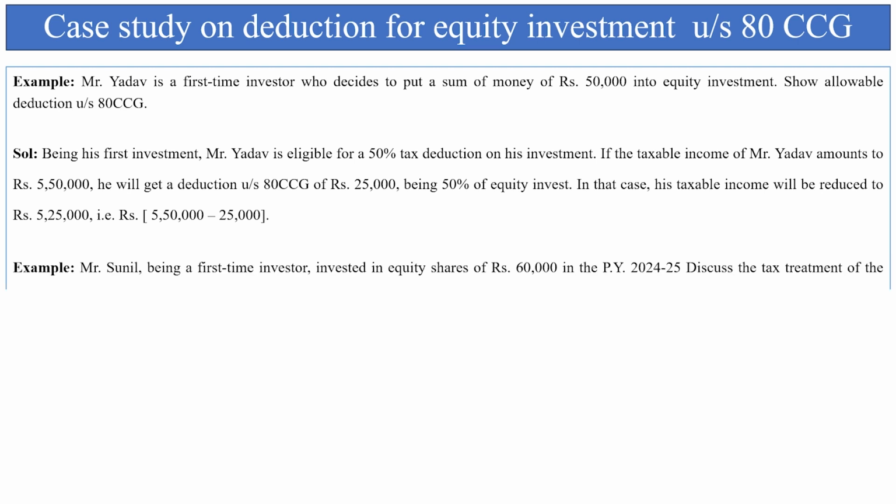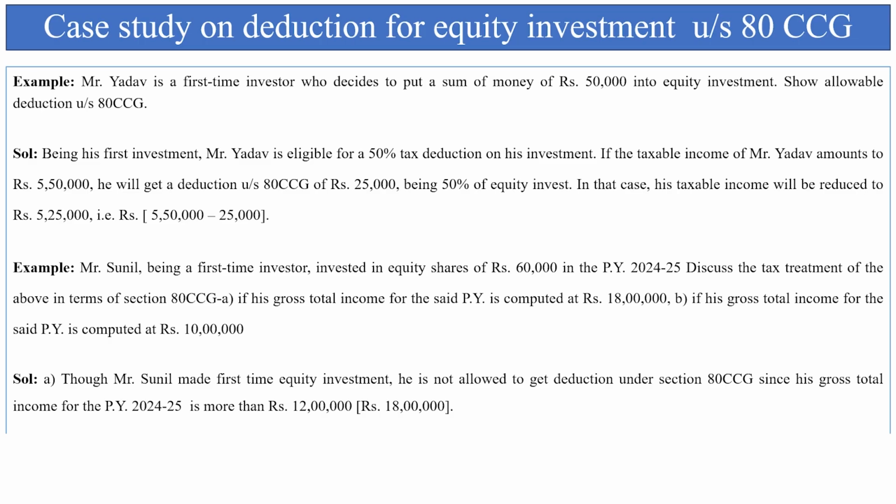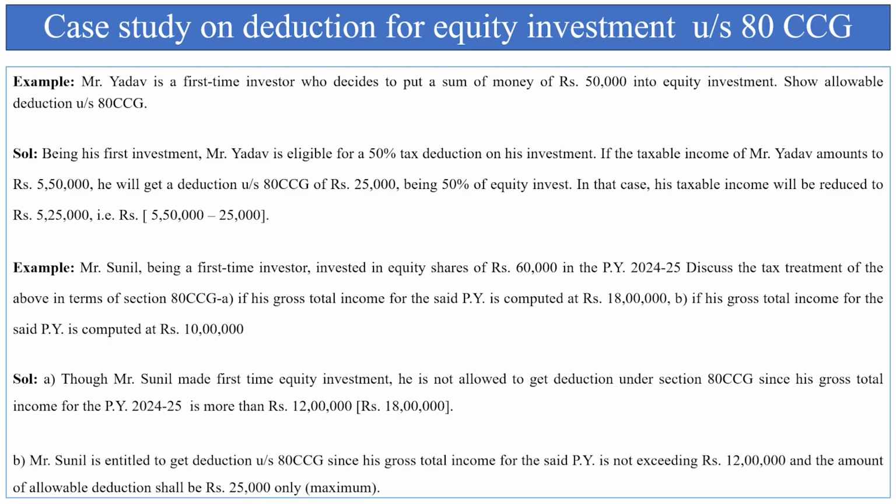Next example, Mr. Sunil, being a first time investor, invested in equity shares of rupees 60,000 in the previous year 24-25, and his gross total income in the PY is computed at 18 lakh in situation A, and in situation B it is 10 lakh. So in situation A, his gross total income exceeds rupees 12 lakh, 18 lakh, so no deduction under section 80CCG for equity investment. But in situation B, as the income of Mr. Sunil does not exceed 12 lakh, the maximum ceiling of criteria, the deduction is allowed.